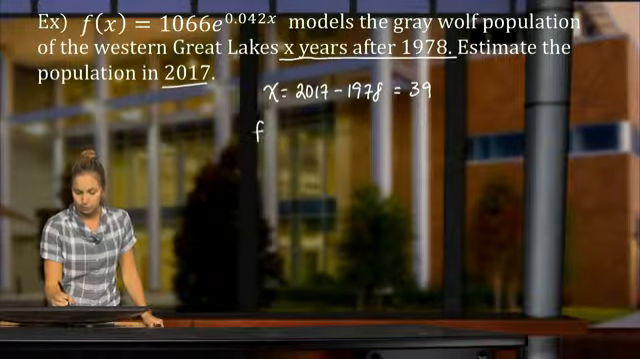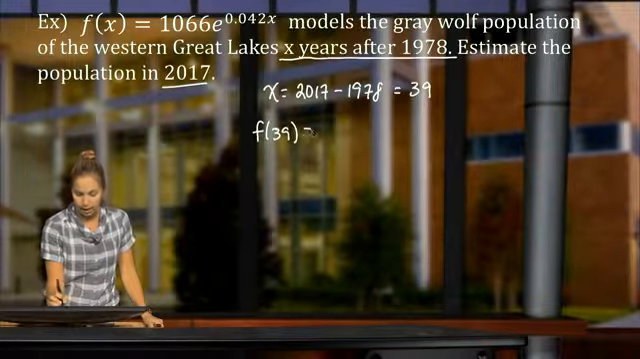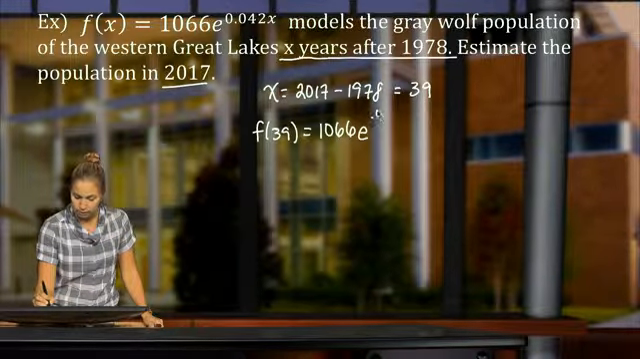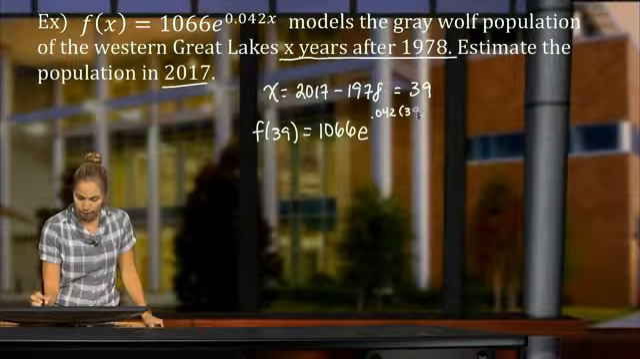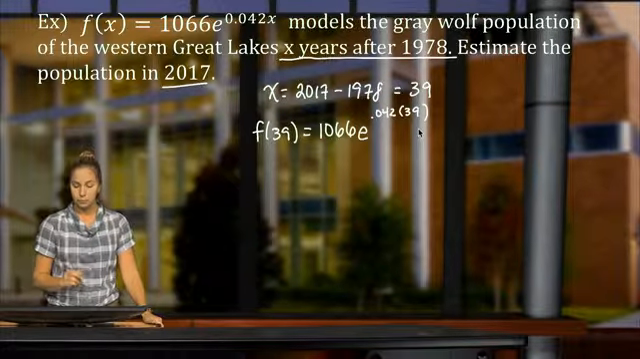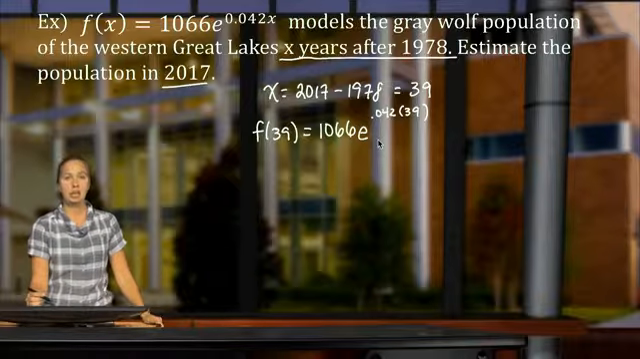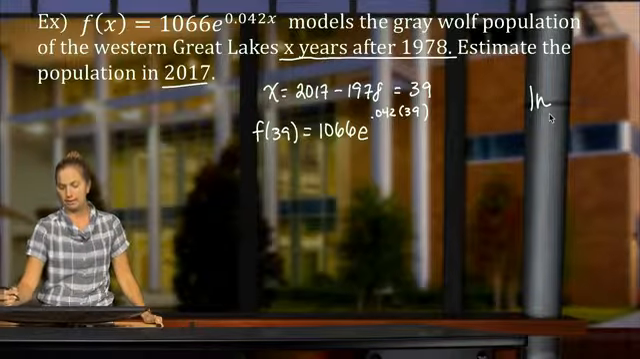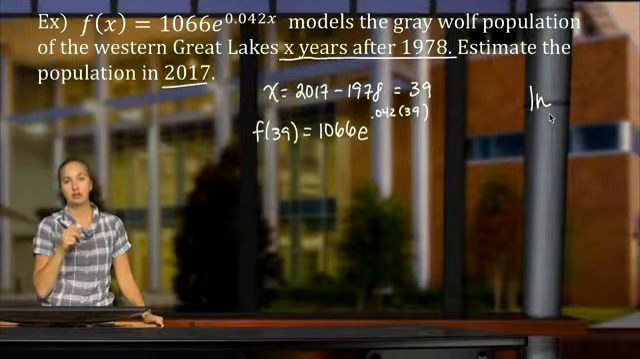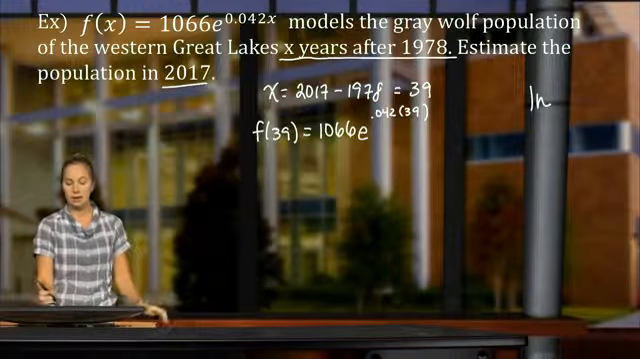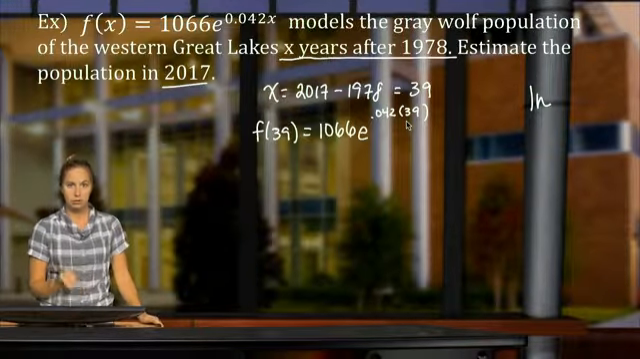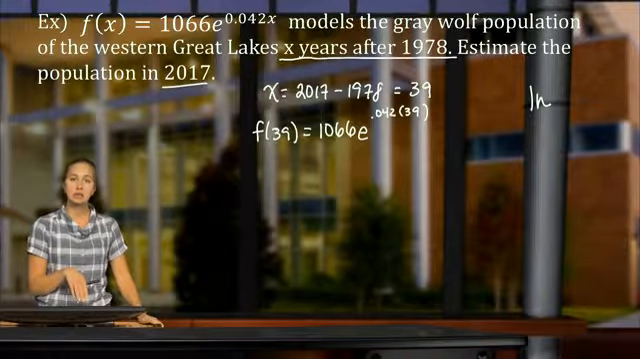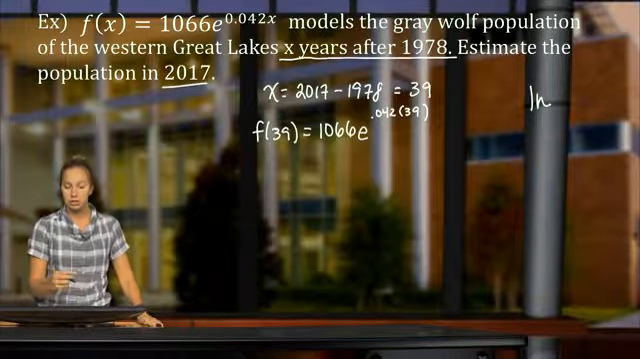And now we're just going to substitute this into our function. f of 39 equals 1066 e to the 0.042 times 39 power. Now, if you're looking for e on your calculator, you want to look for a button that says ln. It's usually going to be a second function to that. So you're going to have to press second ln to get your e to an exponent to come up. Again, if you're having trouble finding that, bring it into class and we can look at it on your calculator.